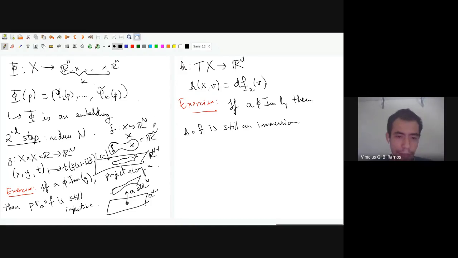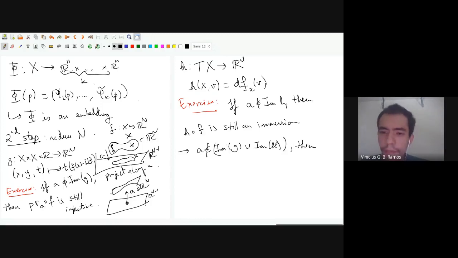Okay? So now we can combine these two and say that if A is neither in the image of G nor in the image of H, then, sorry, I actually wanted to say the projection along A is still an immersion. Then the projection composed with F is an injective immersion. And we saw last time that an injective immersion, I think this was an exercise, is an embedding if the domain is compact. So an embedding.